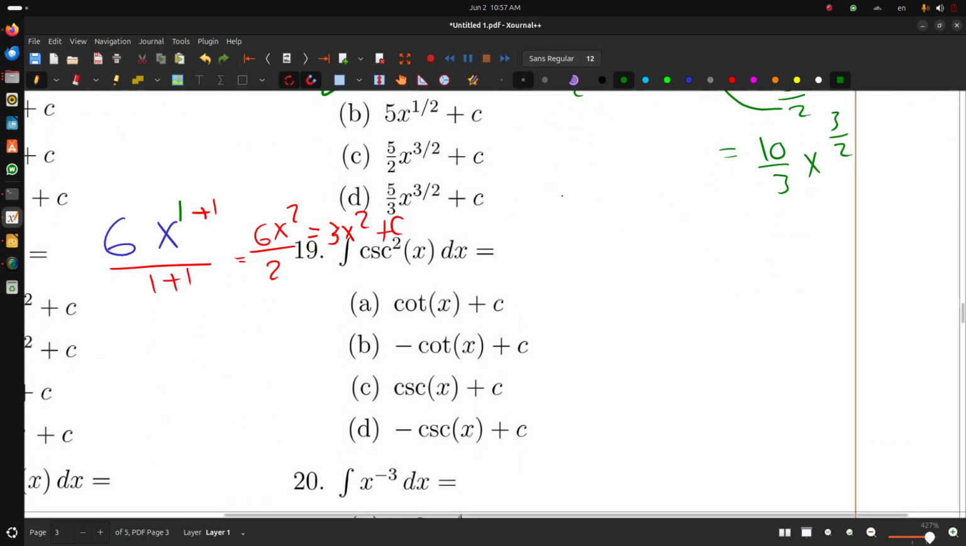Okay, the integration of cosecant squared. If you remember the triangle, we have cosecant, negative cosecant, and cotan. We took cosecant squared without the negative, so it will be negative cotan.